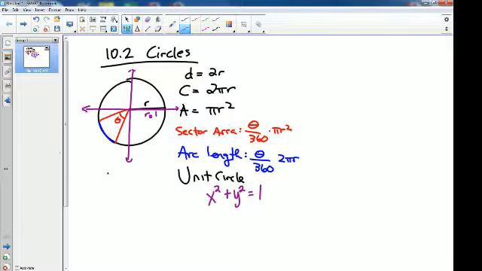There are two pieces of information that this equation can tell you. The center, where's the center of that circle located? 0, 0. Okay, and then that's the location of the circle, and then the size of it, the radius is 1. That's the unit circle. That specific one.